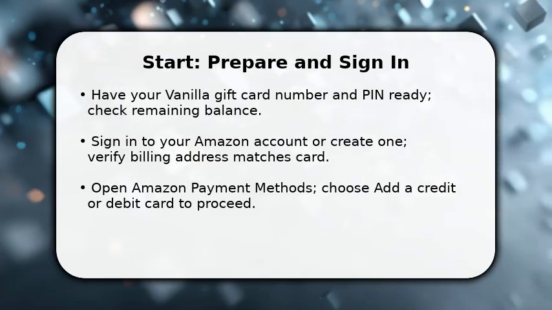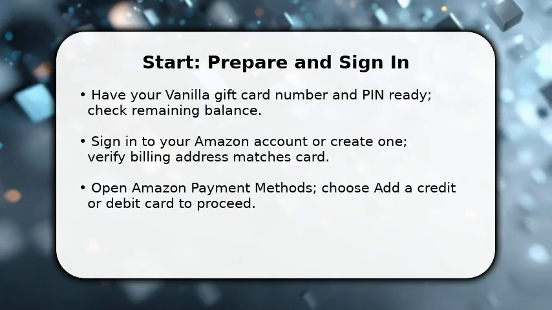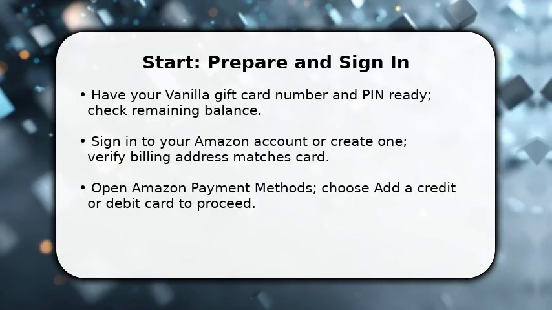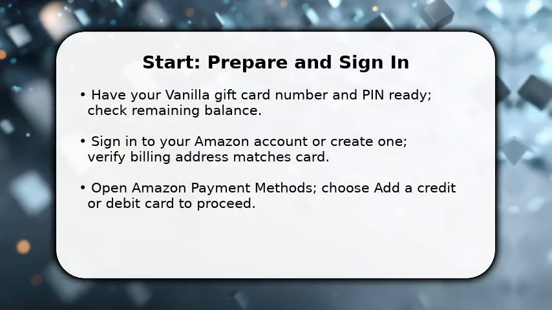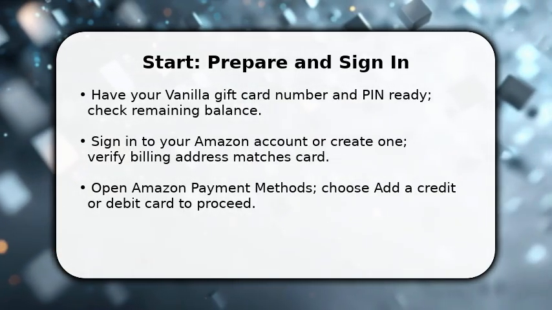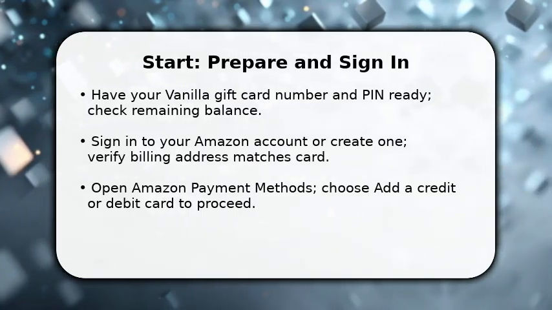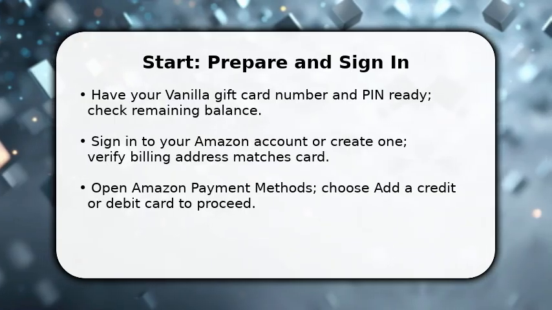You begin by locating the 16-digit card number and 4-digit PIN. This is how Amazon validates payment. Once signed in, go to your account and then Payment Options, because adding the card there stores it for checkout. Make sure the billing address on Amazon matches what the Vanilla issuer expects.